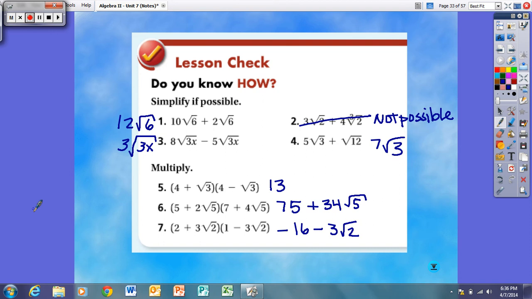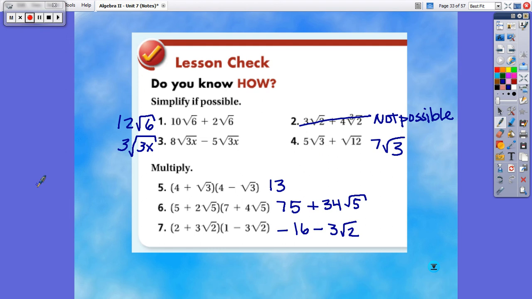Alright, so this is the end of section 6.3, so just check your answers, and I'll be checking your notes in class tomorrow.